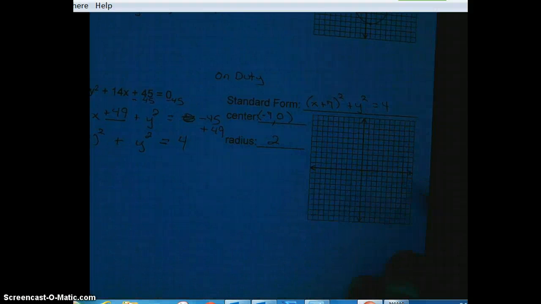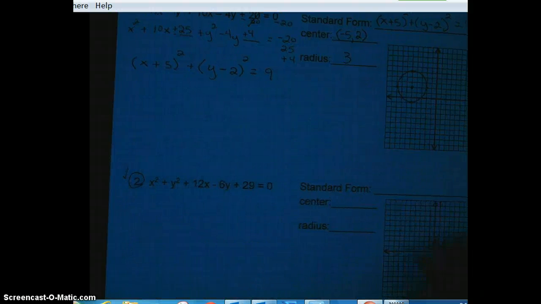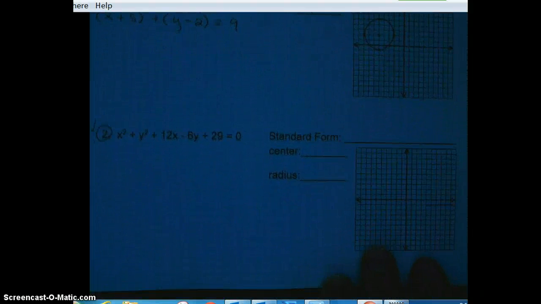Okay, and I'll let you graph that one. So I'll check the graph in class, and I'll check number 2. So please do those 2 problems, and I'll see you tomorrow. Possible quiz.